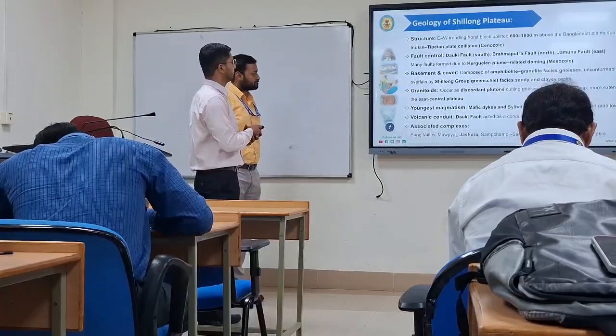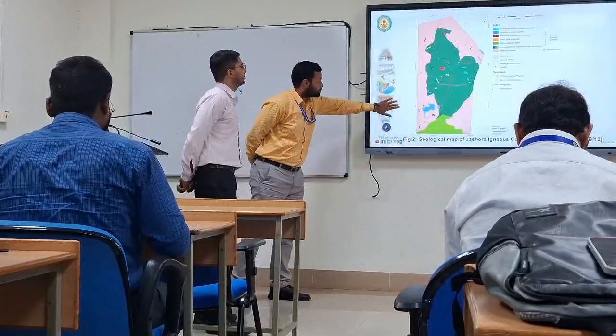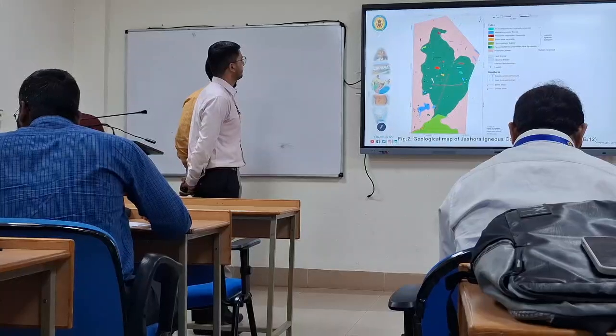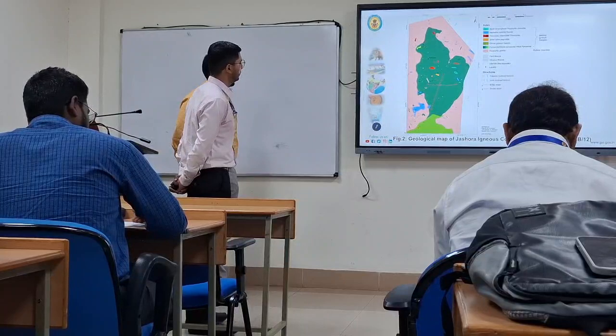And these are some facts related to our study which I discussed earlier. And this is a geological map of Jasra igneous complex, in which we see small patches of orange color, which is Ijolite of Jasra.